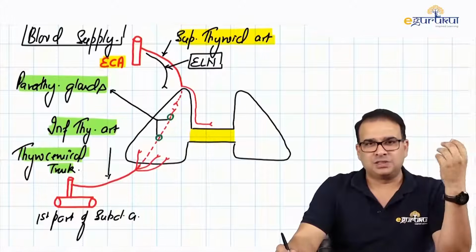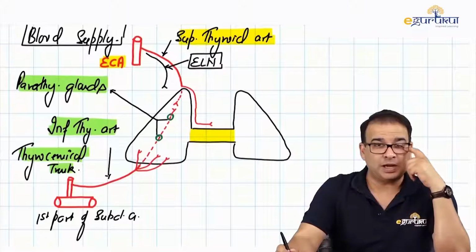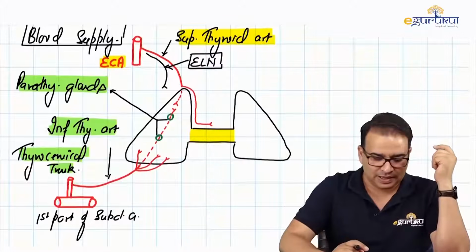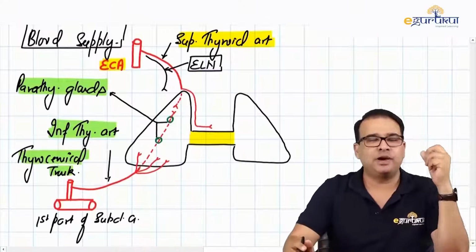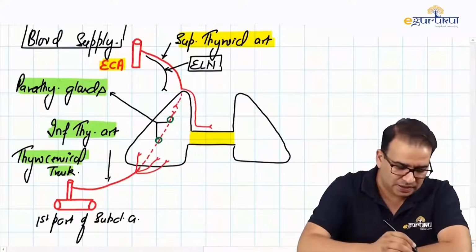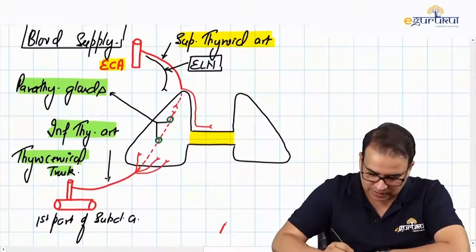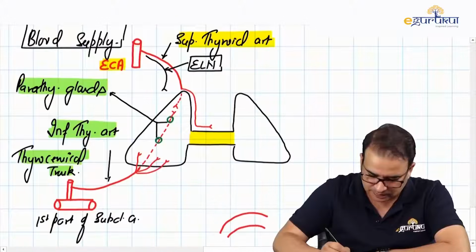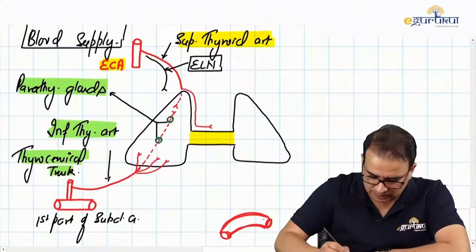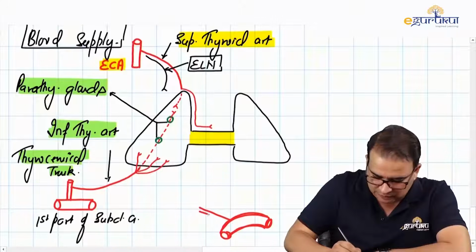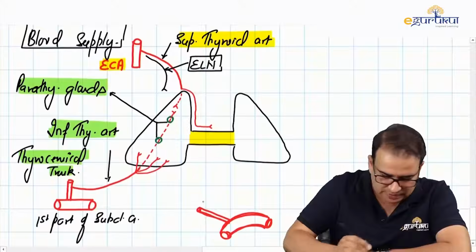These are the usually present branches, the superior thyroid and inferior thyroid. Now there is one more branch which may be present, not always. That is called the arteria thyroidea ima, which may come from the arch of aorta. Let's presume this is the arch of aorta, and this is the brachiocephalic artery. We know that the brachiocephalic artery goes toward the right side.